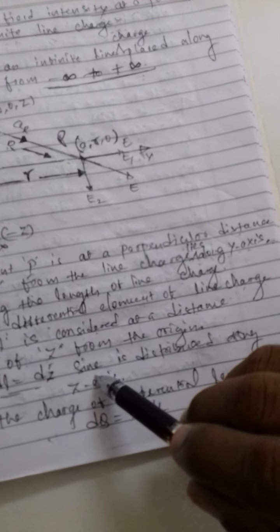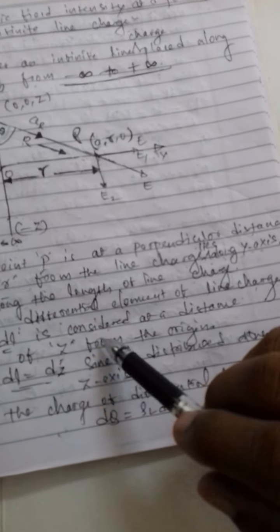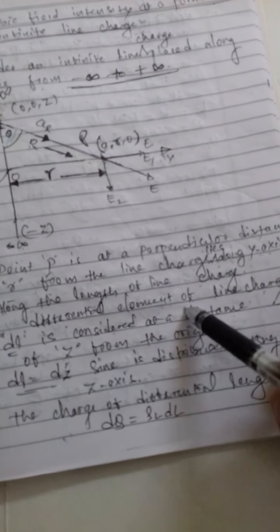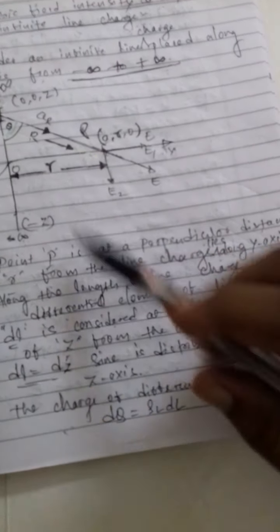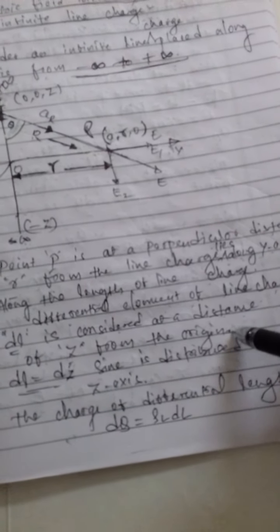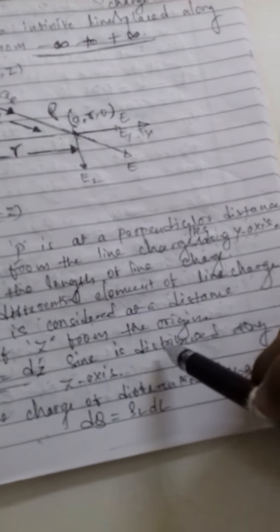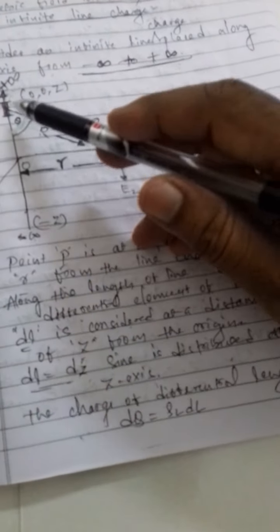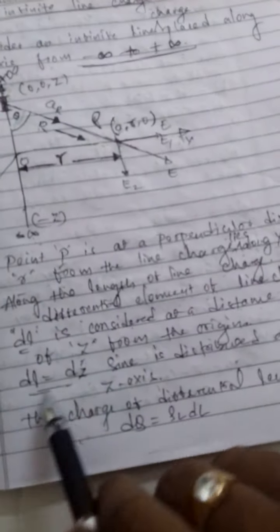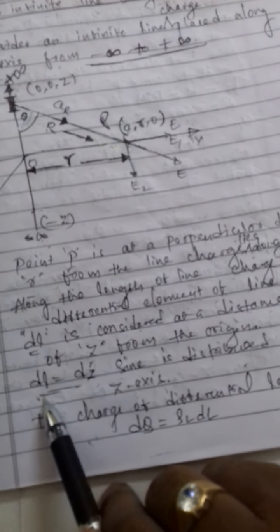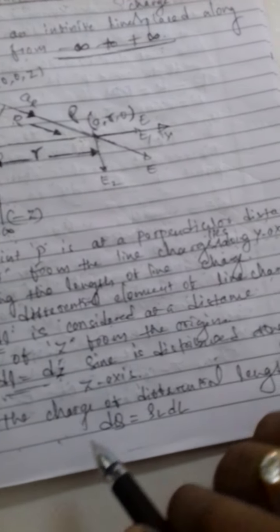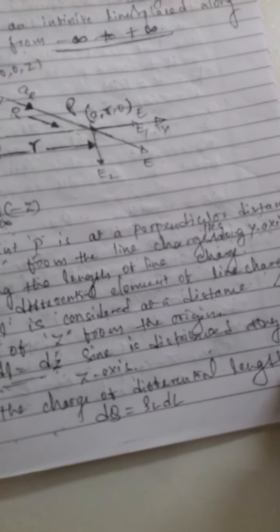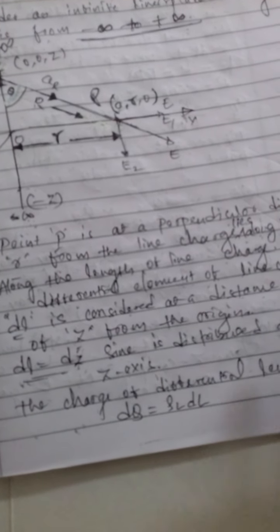Since dl is considered at a distance of z from the origin, a differential element of line charge dl is considered at a distance of z from the origin. dl is equal to dz, since the charge is distributed along the z axis from minus infinity to plus infinity.